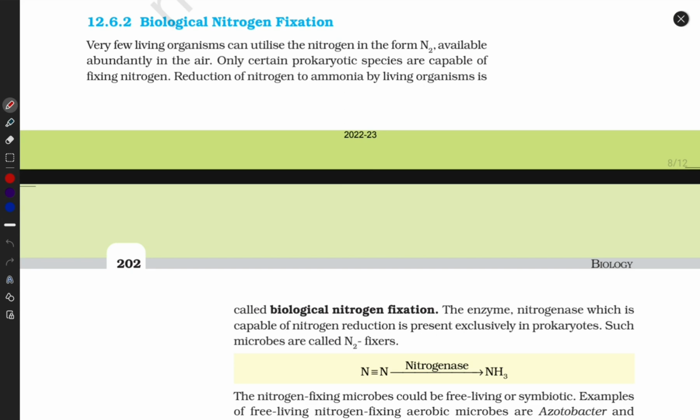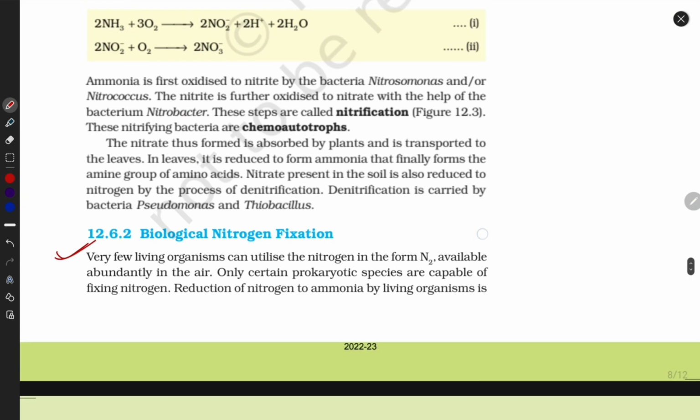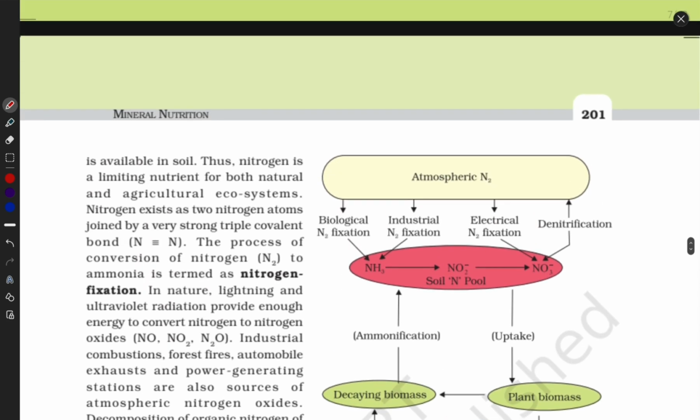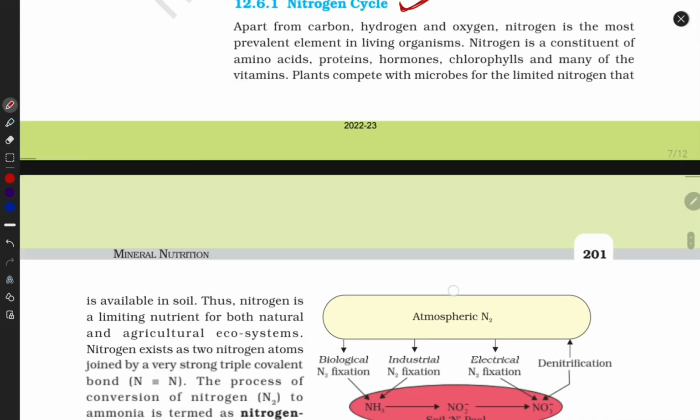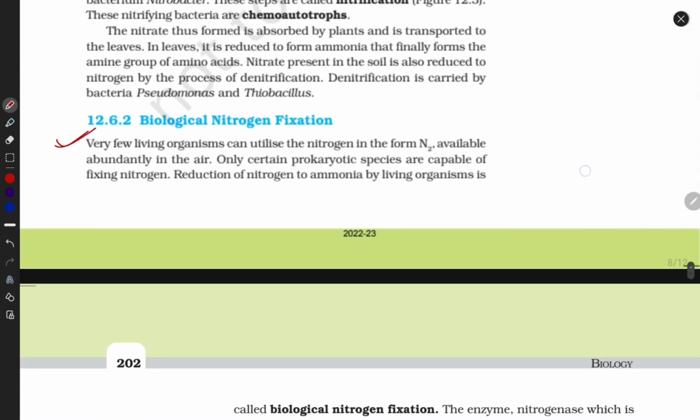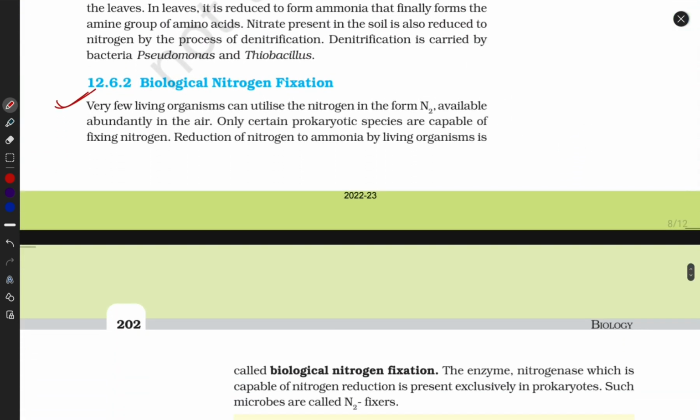Let's start from biological nitrogen fixation. In our previous video, we already discussed the nitrogen cycle. Yes guys, we already did this. And now it's time to discuss how nitrogen becomes fixed biologically. I repeat, how, with the help of microbes, some prokaryotes, nitrogen becomes fixed by biological factors.